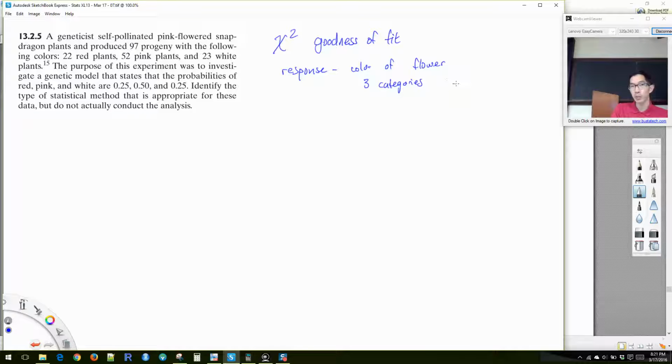Okay, so it can't be a confidence interval. And we have no predictors. No predictors, just proportions in mind. Proportions that we expect. Okay. So that would be the chi-squared goodness of fit test, and then I think we know how to do this, right?